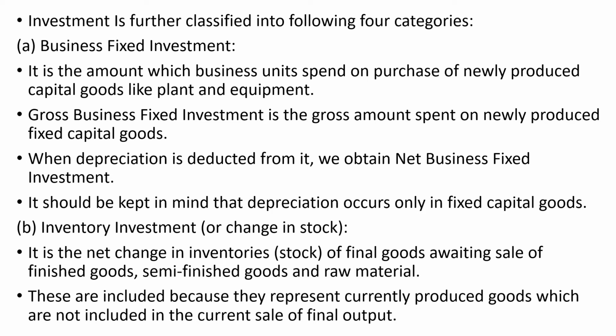Investment could be classified into four categories. First is business fixed investment, which is the amount which business units spend on the purchase of newly produced capital goods like plant, equipment, etc. Gross business fixed investment is the gross amount spent on newly produced fixed capital goods. When depreciation is deducted from it, what we get is net business fixed investment. And it should be kept in mind that depreciation occurs only in the case of fixed capital goods.